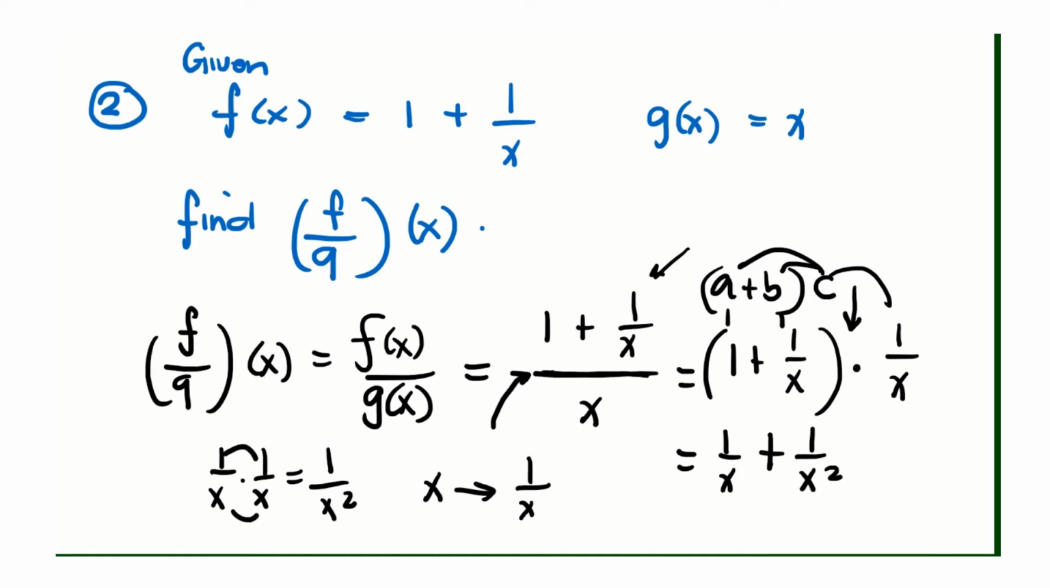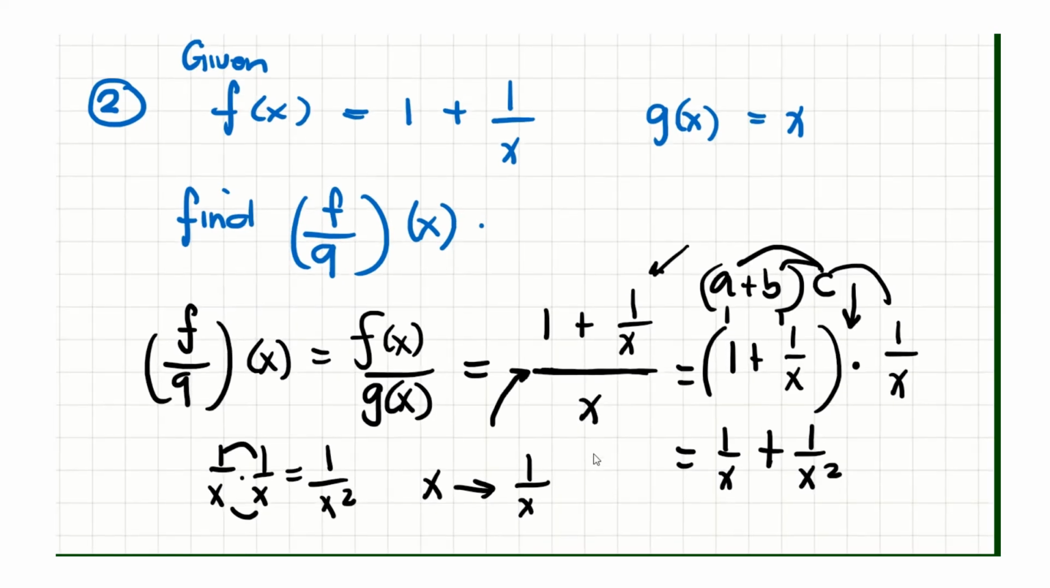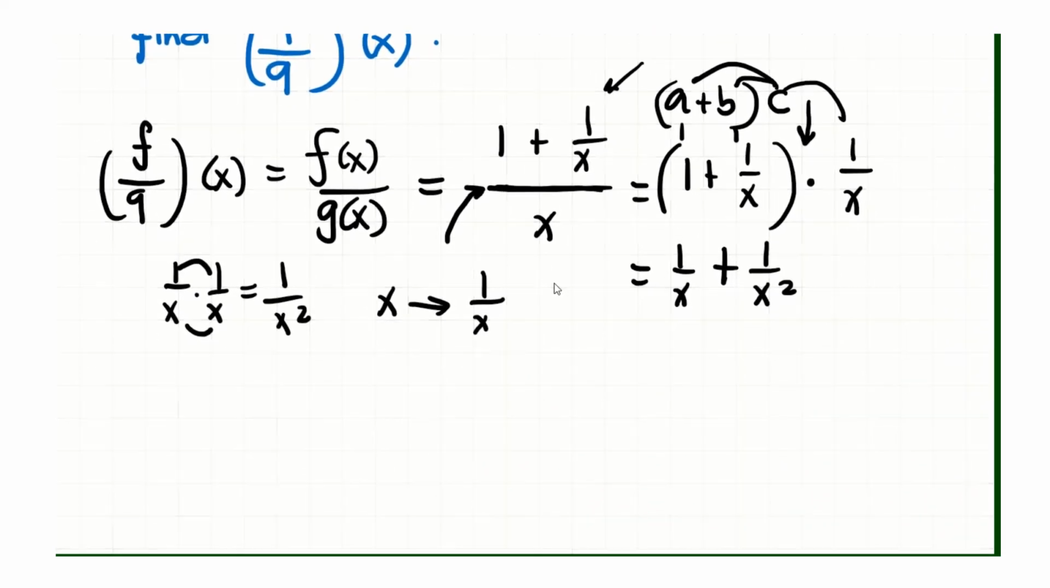Now this can be the final answer, but just in case the problem requires you to combine them as a single fraction, then you just use the LCD. The LCD is the x with the highest degree, and that is x squared. So how do you find the numerator? You divide x squared by x. x squared divided by x is simply x, right?